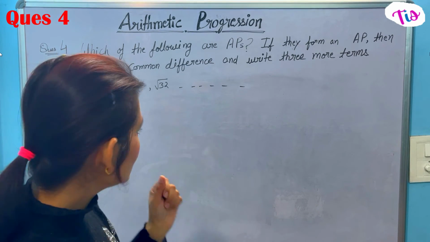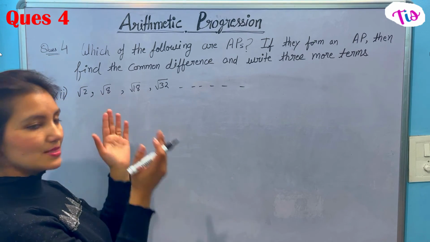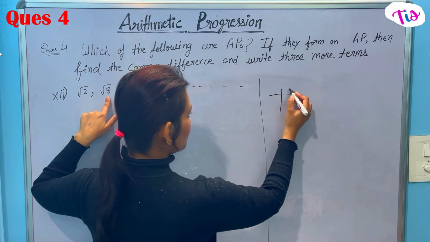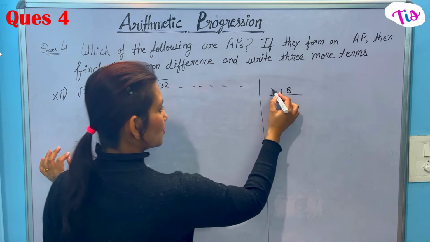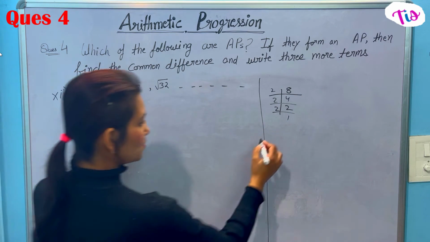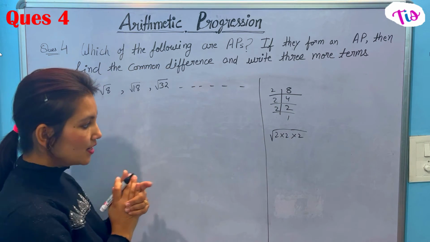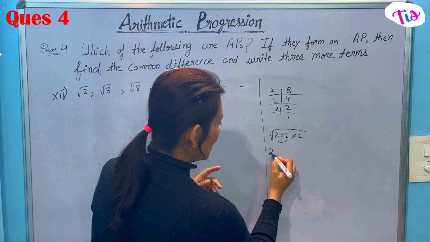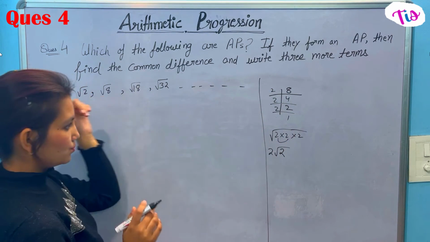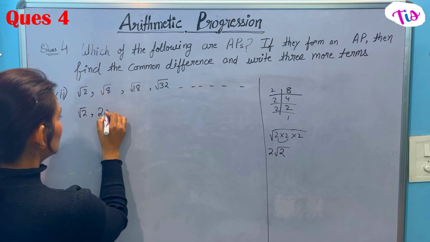So what we will do, we'll first simplify these terms. Root 2 we cannot simplify any further. Root 8, how can we simplify root 8? Let's do prime factorization of 8. 8 is 4 times 2, 4 is 2 times 2, and 2 is 2 times 1. So root 8 can be written as 2 into 2 into 2. You get it? So a 2 will come out, and we will be left with root 2 inside. So root 8 can be written as 2 root 2. Instead of root 8, we can write 2 root 2.